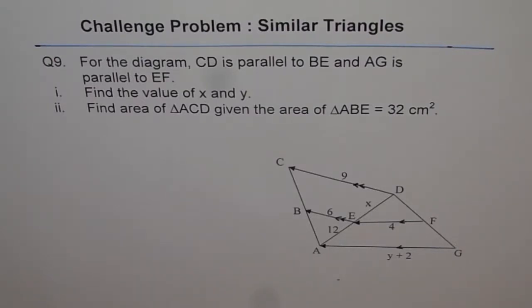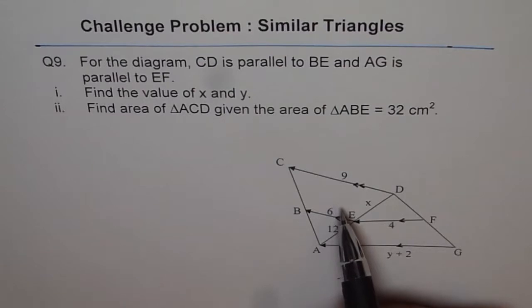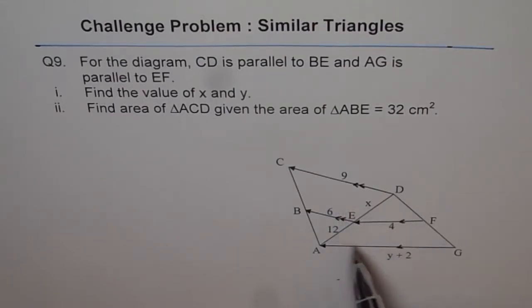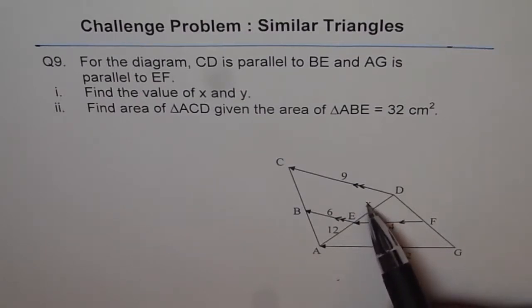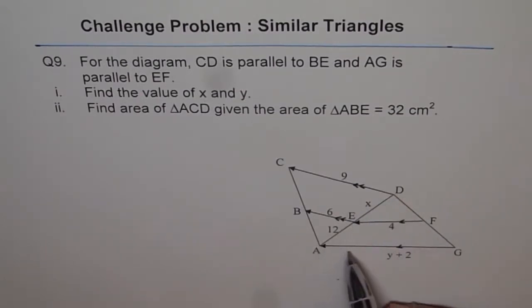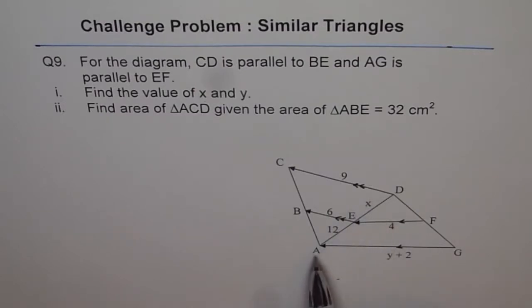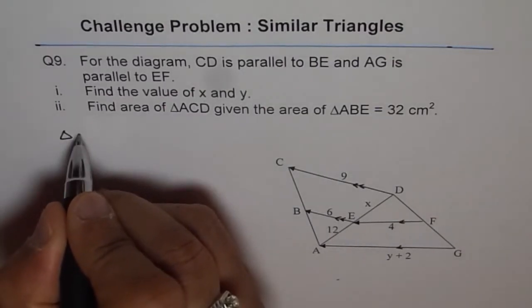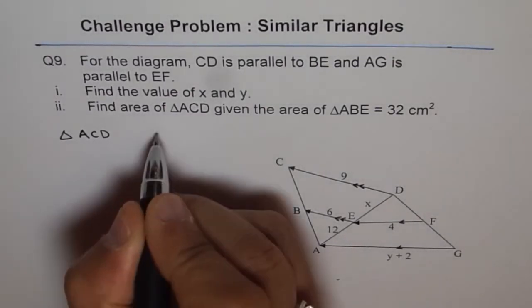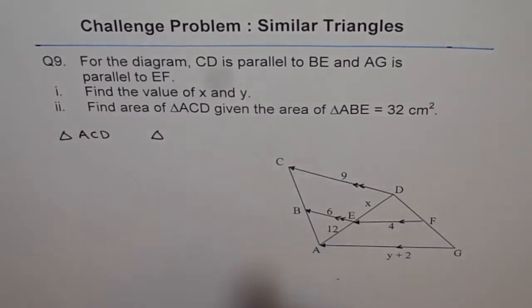So let's first see whether these two triangles which we are talking about, there are a couple of triangles here. So the variables to figure out are x and y. If we consider this triangle, then we have two variables. If we consider triangle ACD, we have only one variable. So it is better to start with triangle ACD and ABE. So let's consider the triangle ACD and triangle ABE.